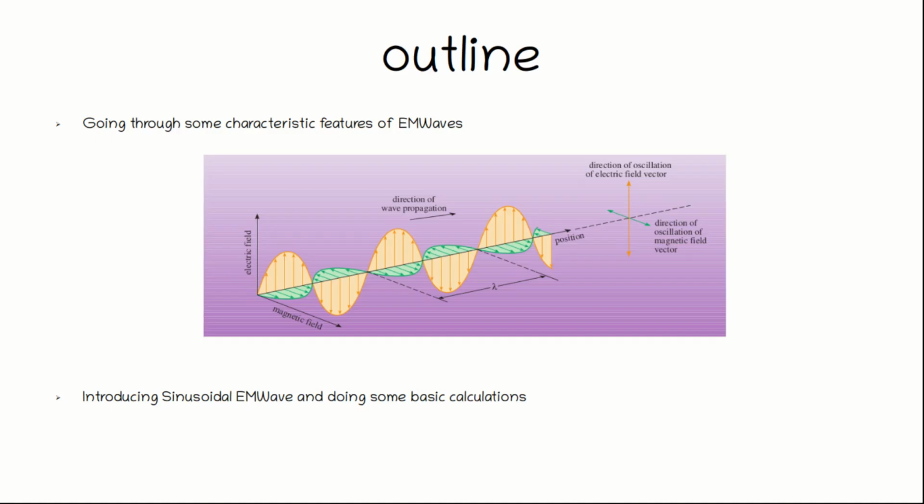After that, we're going through some details about electromagnetic waves, so some characteristic features, and we will see that the electromagnetic waves, as you can see in the picture, consist of an electric field and a magnetic field that are perpendicular to each other, and both should be perpendicular to the direction of propagation of the wave.